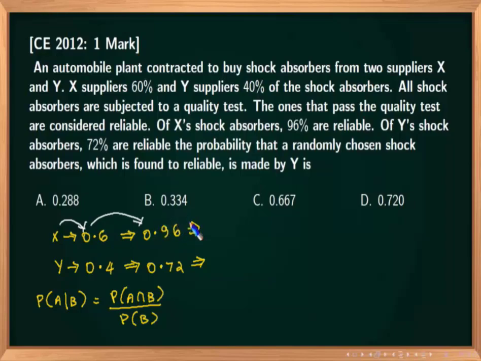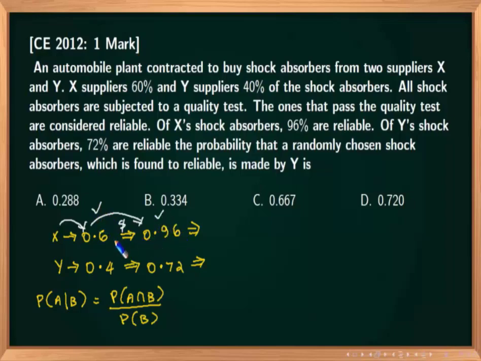Maybe if you have a confusion, like if the question is what is the probability of X supplying a reliable shock absorber to this particular plant, or rather the probability of a reliable shock absorber supplied by X, it is not 0.96, it is the product of these two things, because X has to supply it first and then it has to be reliable. So I have to ensure that this thing happens and this thing happens, which means that I am going to take the intersection of these two things. One is that X supplies it, the other is that it is a reliable one.